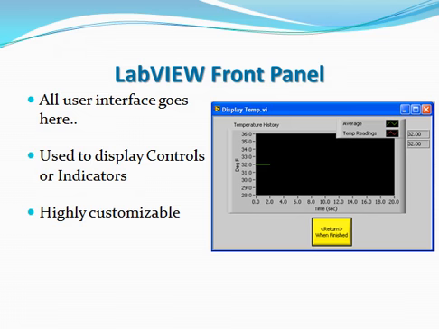Controls are used for input, such as adjusting a slide control to set an alarm value, turning a switch on or off, or stopping a program. Indicators are used as outputs. The thermometer, light, and other indicators show values from the program. This may include data, program state, and other information. The front panel also contains a toolbar whose functions we will discuss later.